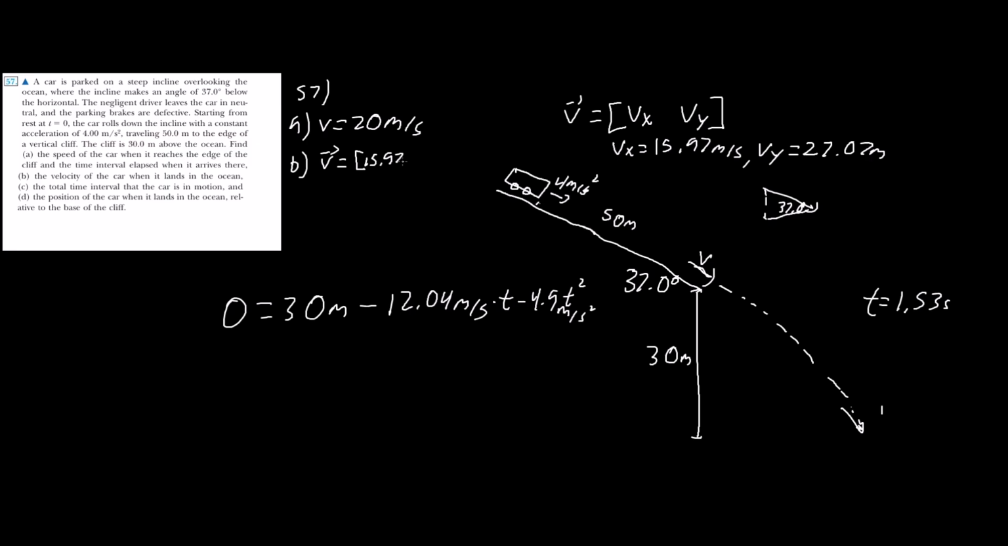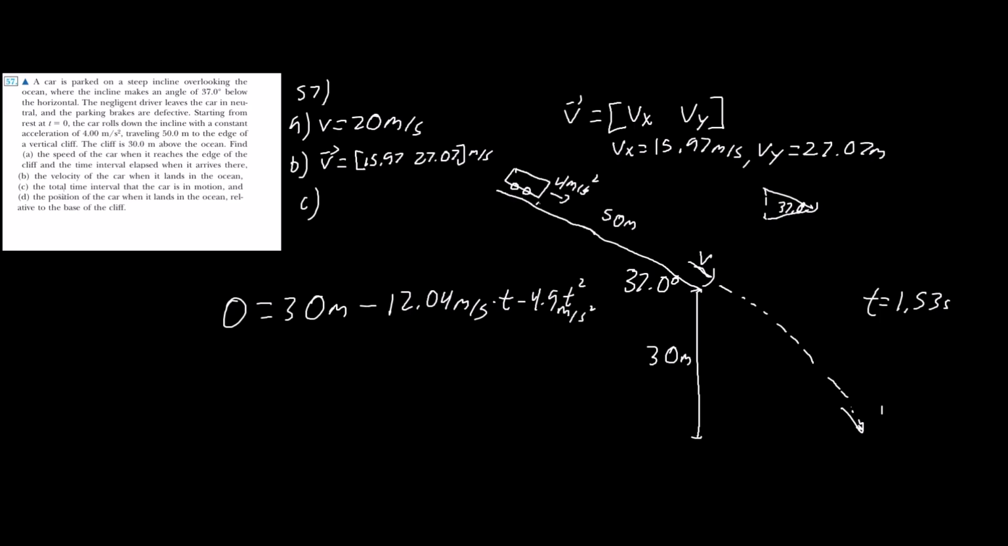So the velocity of the car when it lands on the ocean is going to be 15.97 and 27.07 meters per second. Let me double verify that, cosine of 37 degrees. I do trust my math here. So there we go. That's part B.